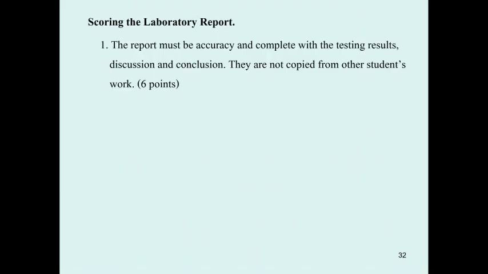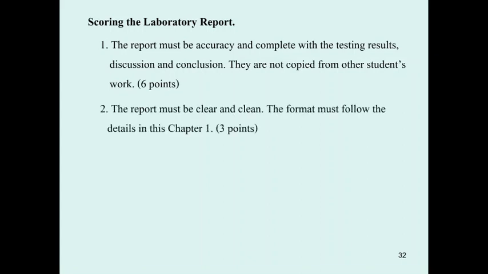Okay, so going to the lab, 1 point for the pre-quiz. So we have another 9 points left. The 9 points separate into 6 points and 3 points. What is the 6 points? For the 6 points, the report must be accurate and complete with the testing result, discussion, and conclusion. You should not copy from your seniors about this. And then the reports must be clear and clean. I mean, for the beautifulness of your report, that's going to be 3 points.